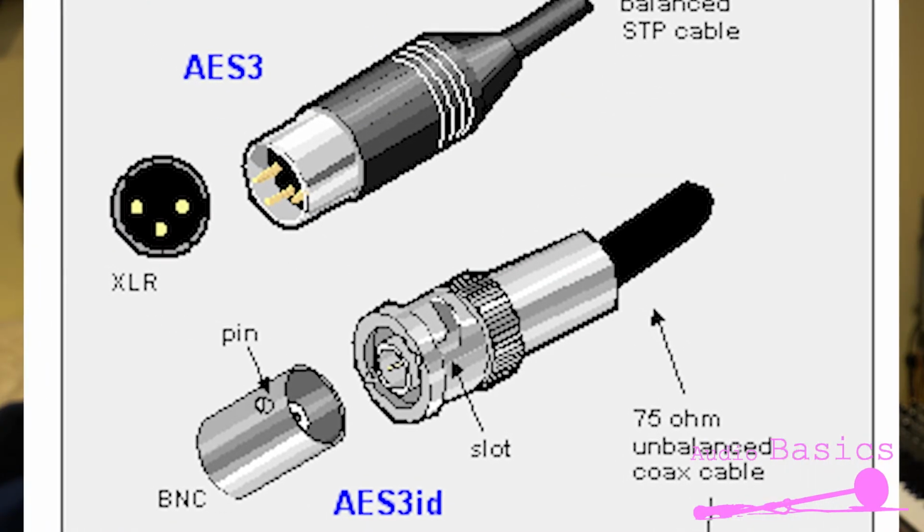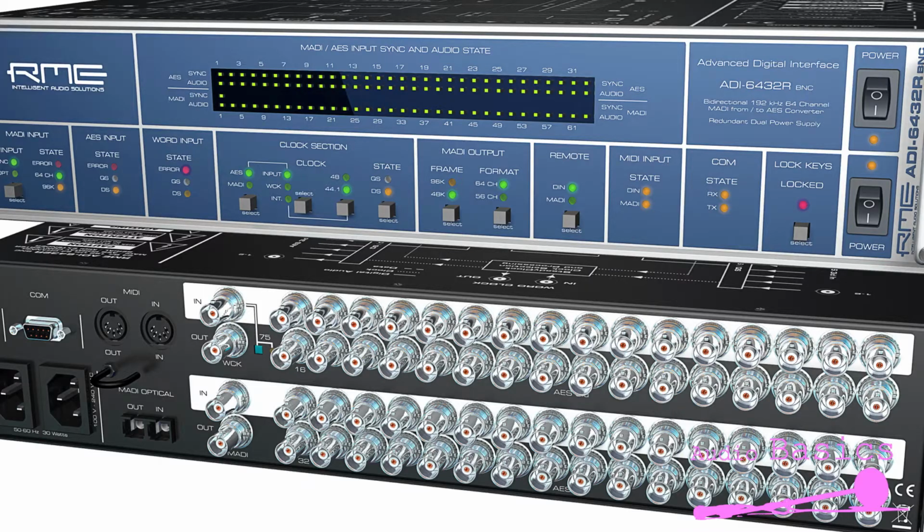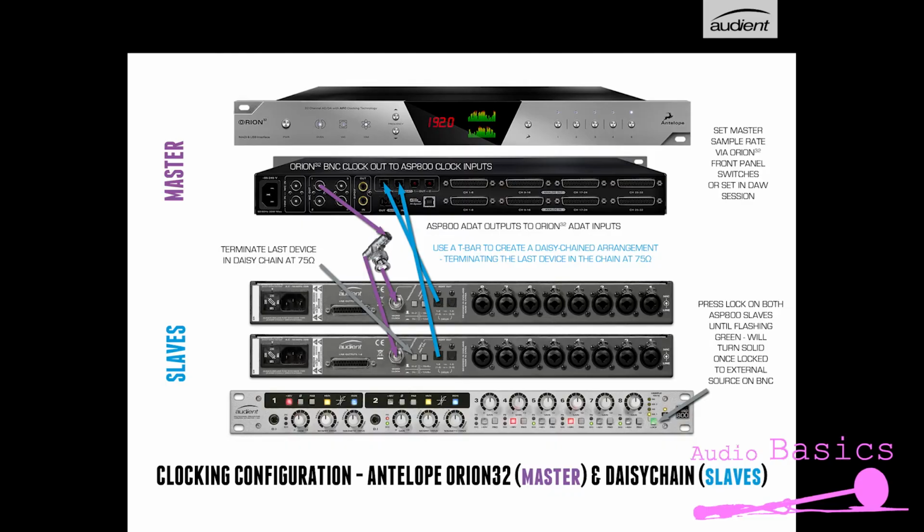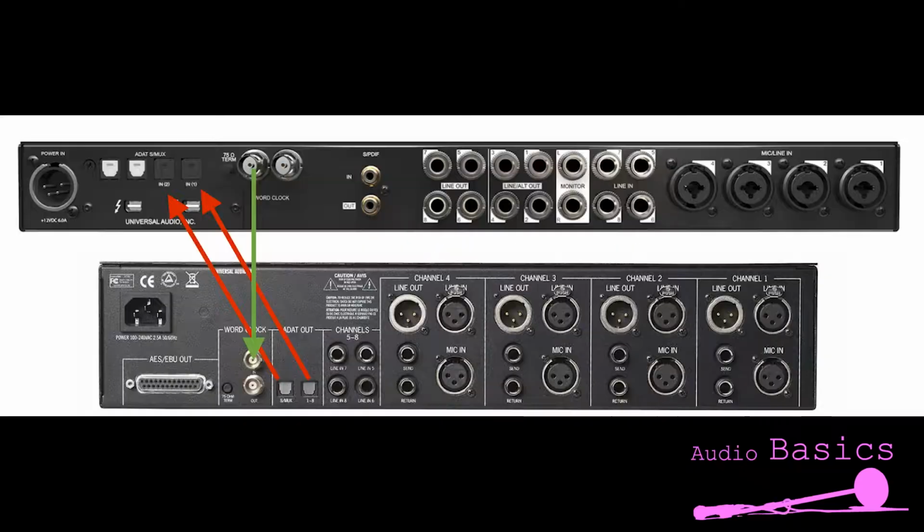AES can also be transmitted over BNC cables, which you may see in the broadcast and video world as well. Speaking of BNC cables, these are commonly used in the audio world for word clock functions. Word clock is a time code used to sync all of your digital devices. If your equipment doesn't have this, don't worry.